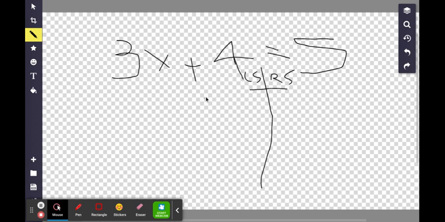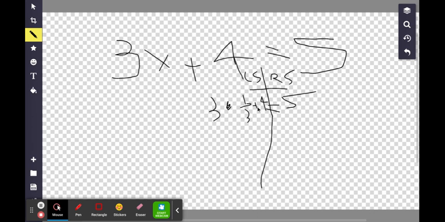So 3 times, let's put a dot there, 1 over 3 plus 4 equals 5. Well, like we did before, we have to subtract 4 from both sides.